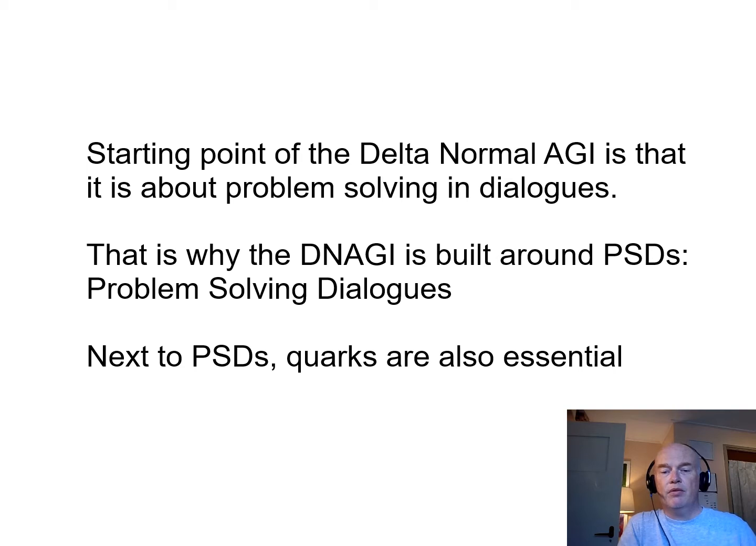The starting point of the Delta Normal AGI is that it's all about problem solving in dialogues. And that is why the AGI is built around PSDs, problem solving dialogues. Next to the PSDs, quarks are also essential.